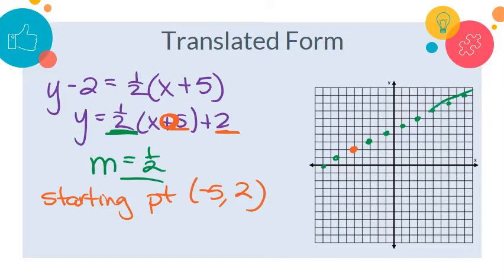Connect your line, add your arrows. Sorry, that's not very exact. Hopefully yours is better. Okay, so key thing, what's your slope? What's your starting point?